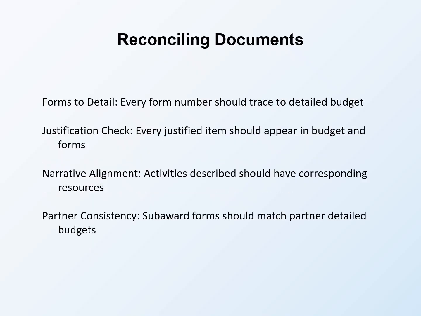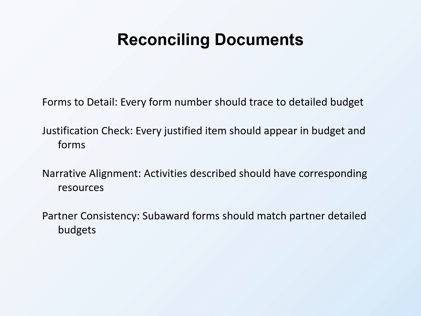Reconciling all budget-related documents ensures your complete application is internally consistent. Systematic reconciliation catches inconsistencies before submission. Forms to detail means every number on your budget forms should trace to your detailed budget. Walking through the form line by line and verifying each amount comes from a specific section of your detailed budget confirms alignment. Discrepancies indicate either transcription errors or budget problems.